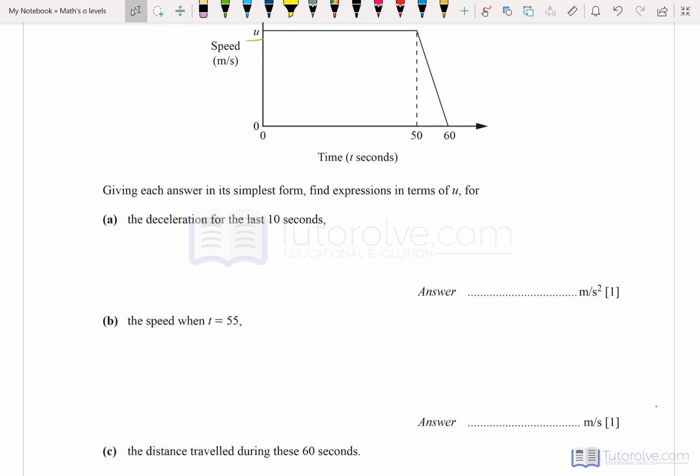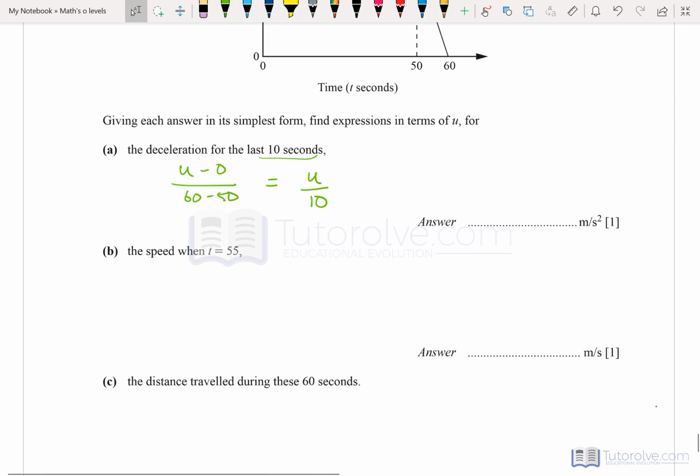So basically we have to find the deceleration for the last 10 seconds. So basically change in speed, which is u minus 0, over change in time, which is 60 minus 50. Basically, for deceleration, you do not need to add the negative sign. So this is u minus 0 over 60 minus 50, which would give you u over 10 as your answer.